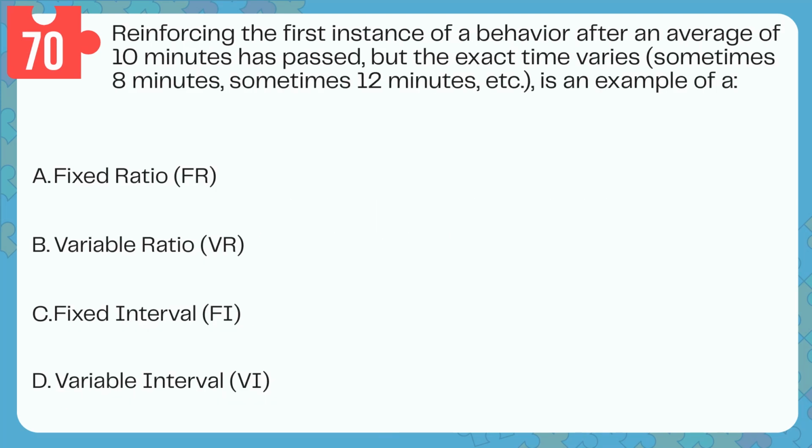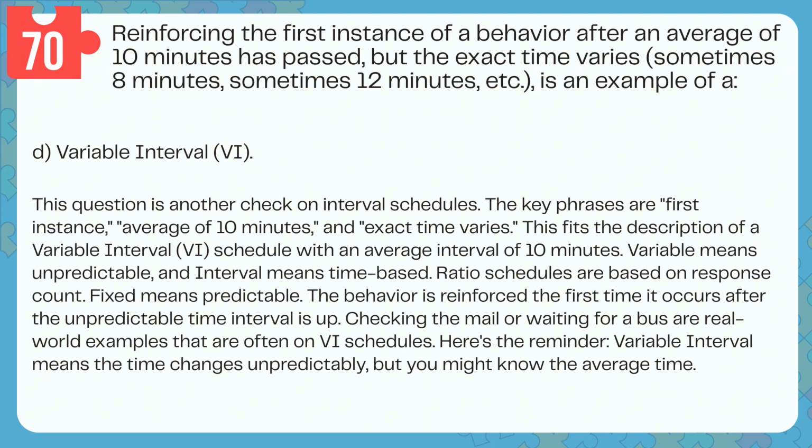Question 70. Reinforcing the first instance of a behavior after an average of 10 minutes has passed, but the exact time varies, sometimes 8 minutes, sometimes 12 minutes, etc., is an example of A. Fixed ratio, FR. B. Variable ratio, VR. C. Fixed interval, FI. D. Variable interval, VI. Answer D. Variable interval, VI.